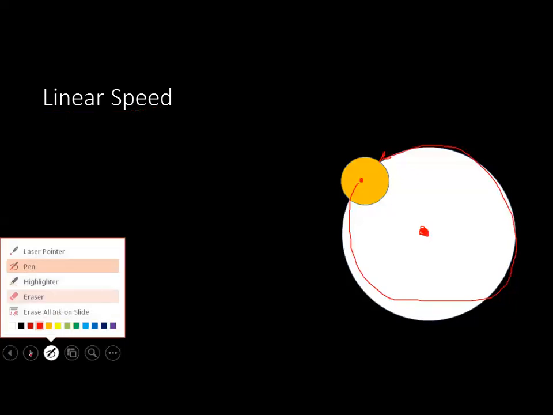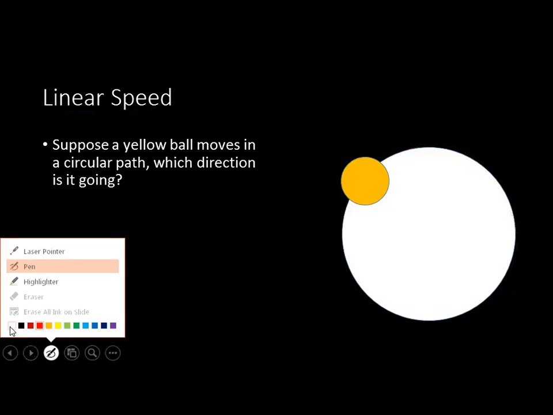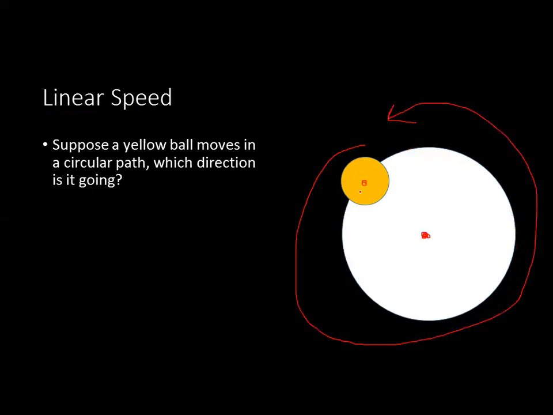Now, here's the thing. Suppose a yellow ball moves in a circular path. Which direction is it going? Well, if you think about it, suppose the rotation is counterclockwise, so from here up to there. That means the direction will just basically follow the circular path, from here up to here and there. That's it. Well, if that's what you think, then you're wrong.